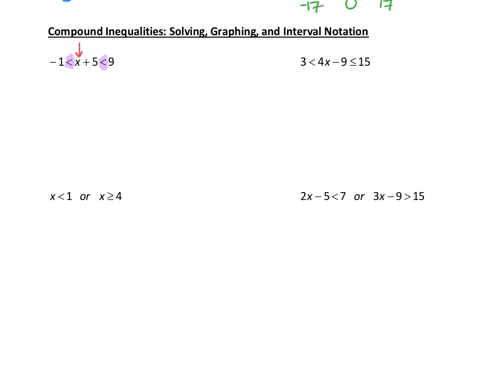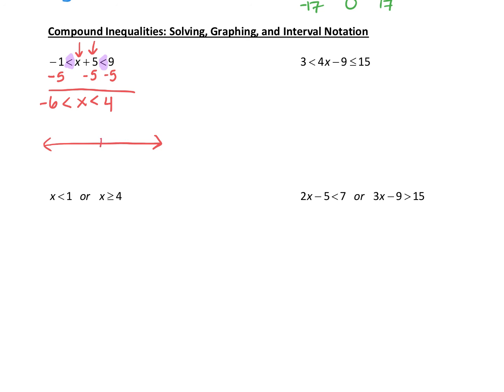So I want to get this x alone. So that means I need to move this positive 5 by subtracting 5. So normally I would just subtract it from both sides, but there's actually a third side way over here. So now x is going to be left in the middle alone. I'm going to have negative 6 on the left and positive 4 on the right. So now that the x is alone in the middle, I know I'm done and ready to graph.